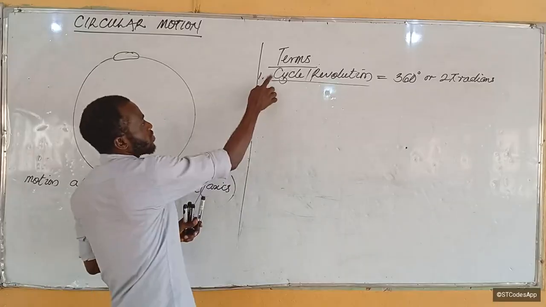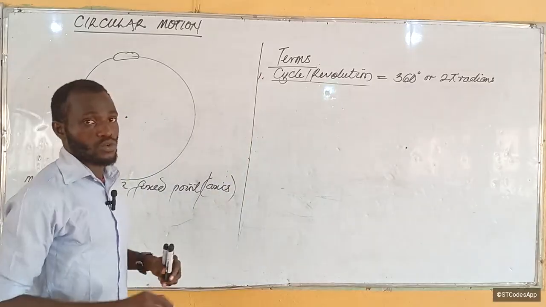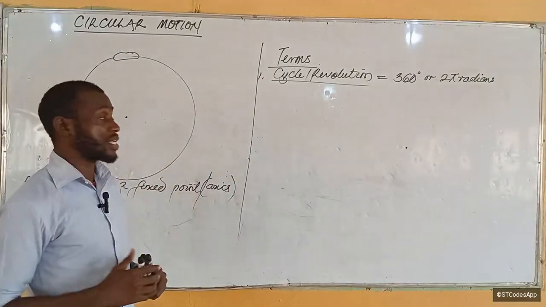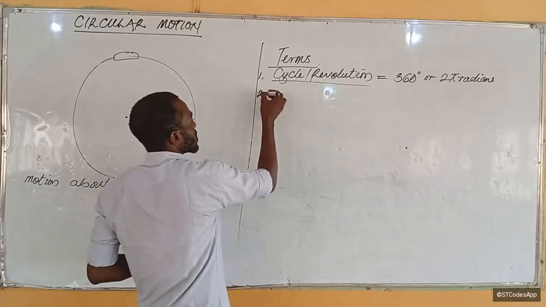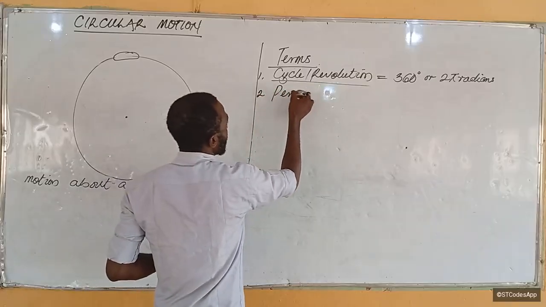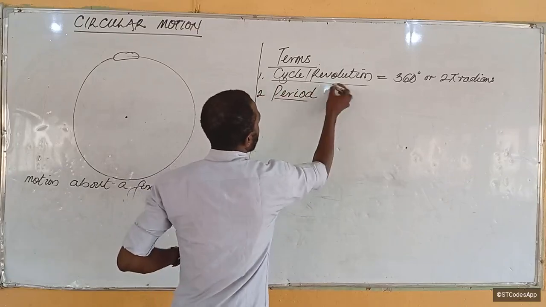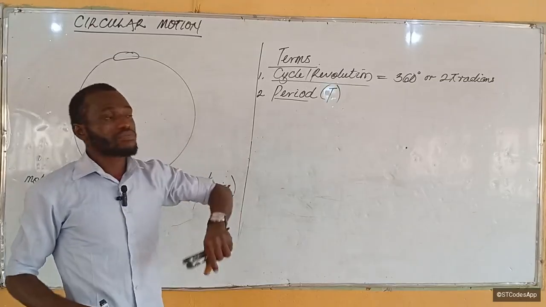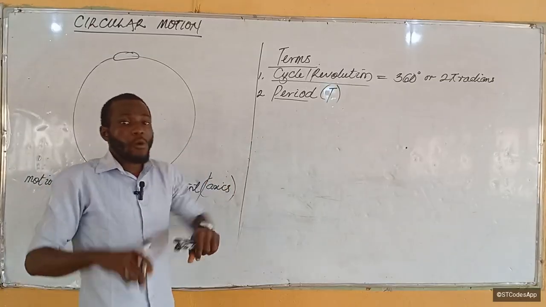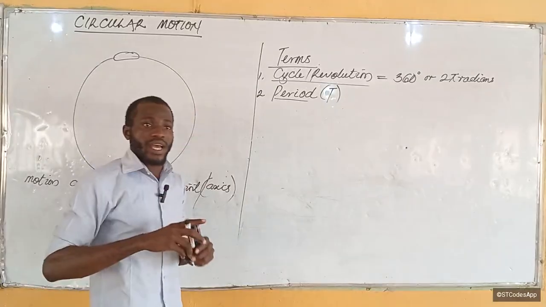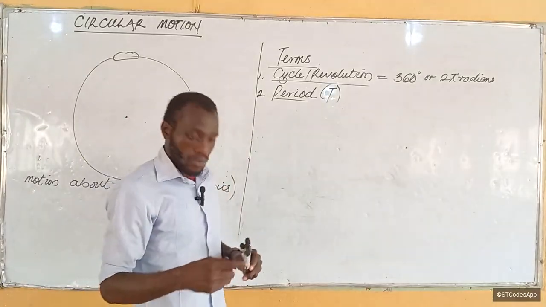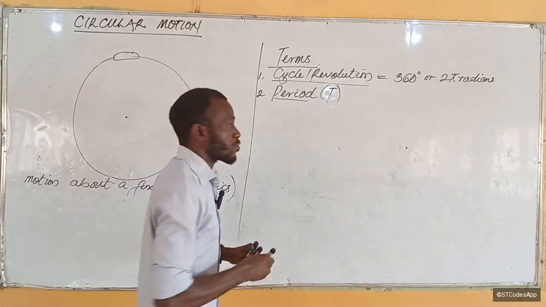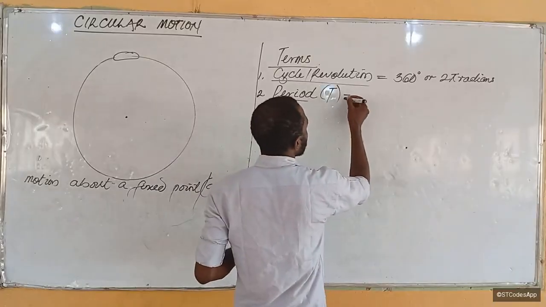The reason why I use the term cycle is that after this video, we'll talk about simple harmonic motion, and you're going to understand the relationship between them. The next thing you have to understand is the period. The period is denoted by T. The period is the time taken to complete that one revolution you saw there, that one cycle. The time taken to complete a revolution.